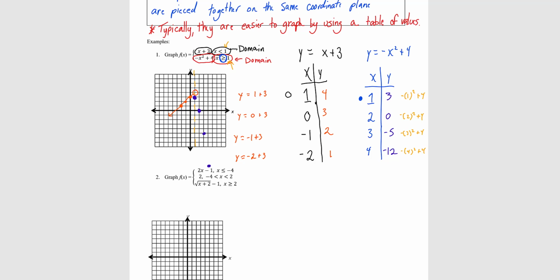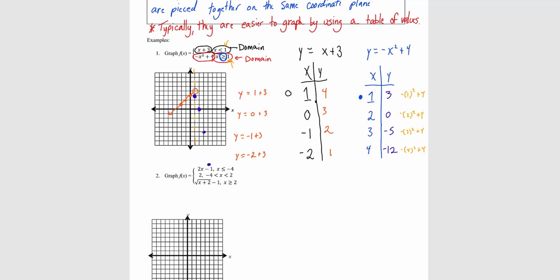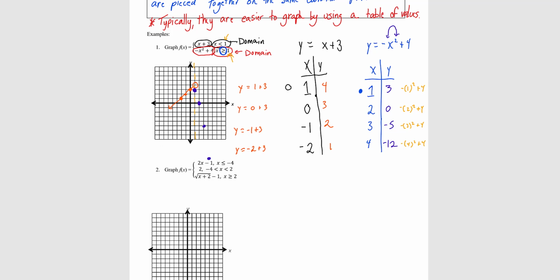Now what we have to remember is that negative x squared plus 4 is a parabola that's been flipped upside down and shifted up 4. But we're only getting the right-hand side of the vertex. So we do want to make sure that there's a little bit of a curved nature to this graph.